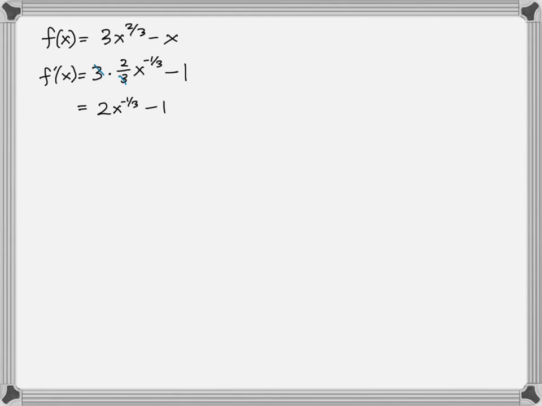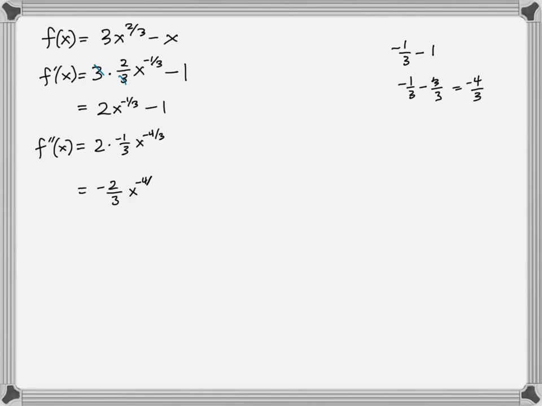And then the second derivative: the 2 goes along for the ride, bring down the negative 1/3, x to the negative 1/3 minus 1. Again, negative 1/3 minus 1, get a common denominator, you get negative 4/3. And then the derivative of negative 1 is just going to be 0. So I can write this as negative 2/3 x to the negative 4/3, or negative 2 over 3x to the positive 4/3.